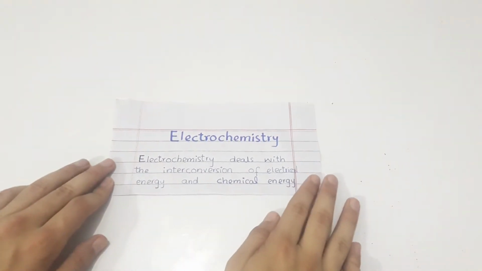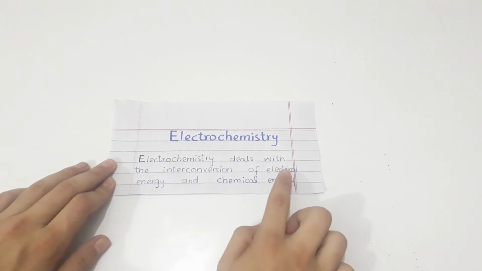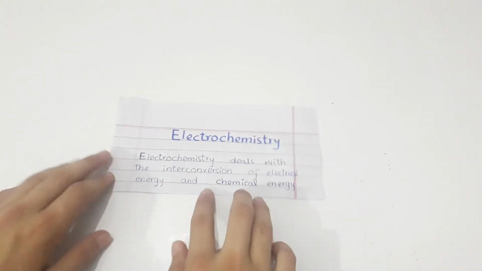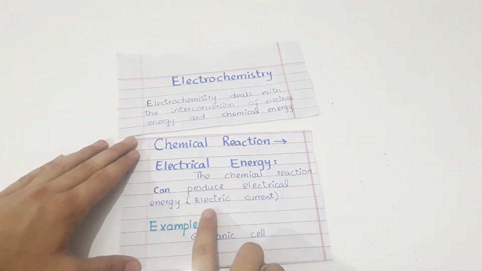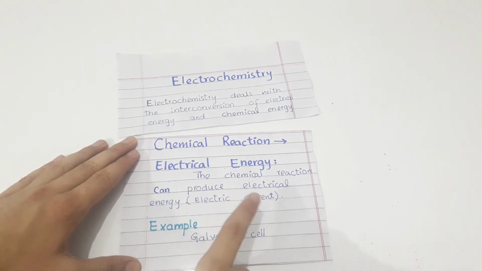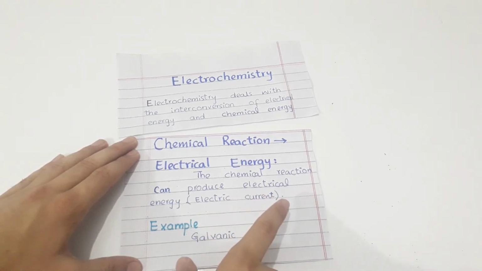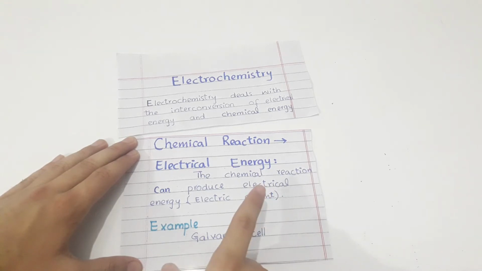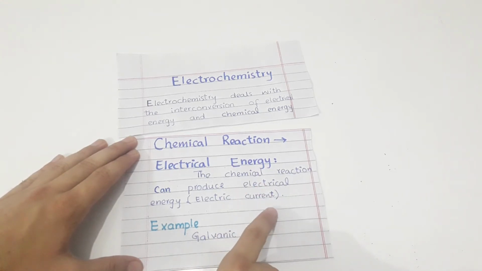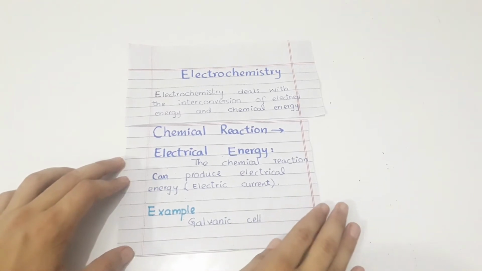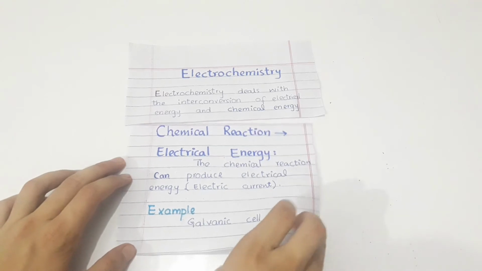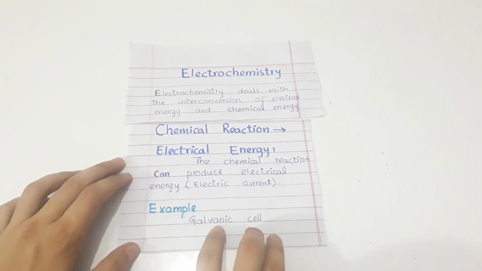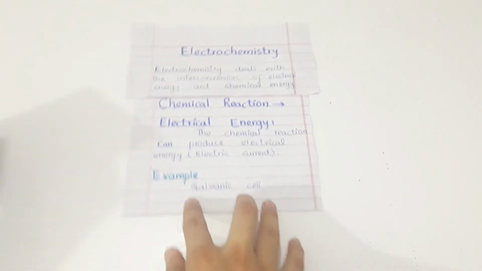There are two ways that chemical energy and electricity can interact. Here's the first one. Certain chemical reactions can create electricity, and that's exactly what happens in a battery. In a battery, a chemical reaction takes place spontaneously which creates electricity. So that's the first relationship between electricity and chemical energy. An example is the galvanic cell.